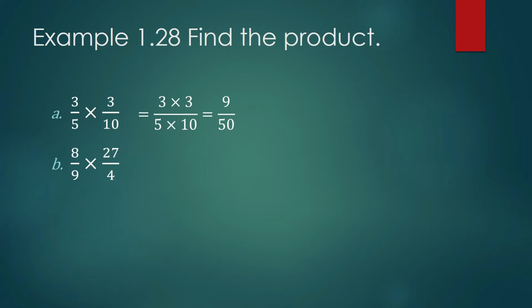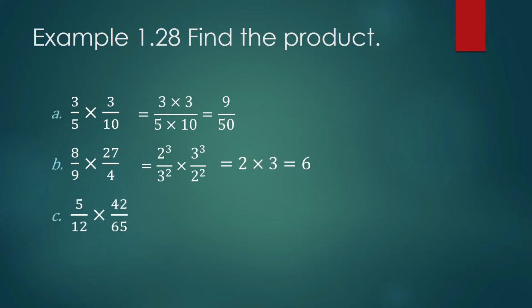8 over 9 times 27 over 4. Let us produce the factoring first. Maybe they have common factors. 8 is 2 cubed. 9 is 3 squared. 27 is 3 times 3 times 3. And 4 is 2 squared. We will use the laws of exponents. 2 cubed divided by 2 squared is 2. 3 cubed divided by 3 squared is 3. The product is 6.